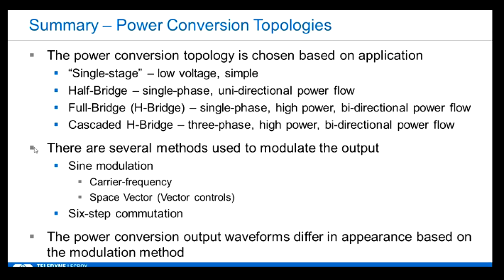There's a few different techniques used to modulate the output. There's a sine modulated technique, which we talked about, and also a six-step commutation. There's also really a couple different ways to do the sine modulation. Carrier frequency is what we described. There's also something called space vector modulation, or vector controls, and that's a more complicated way to do it. We won't get into the detail of that here, but that's also what would be commonly referred to as the sine modulated method. And just keep in mind, if you've ever seen a lot of different types of output waveforms from a power conversion device and you're wondering why, it's really based on the topology, and also it's based on the modulation technique. The six-step commutation looks quite a bit different from the sine modulation techniques.